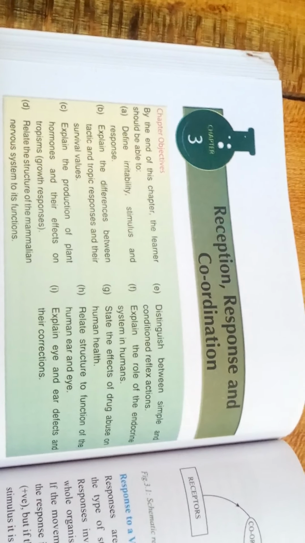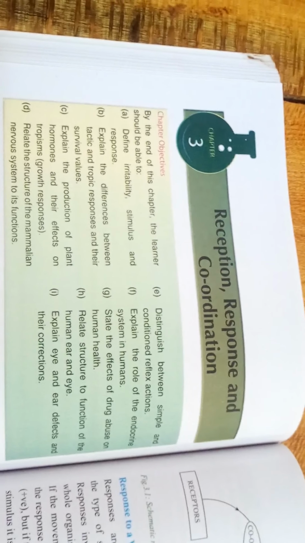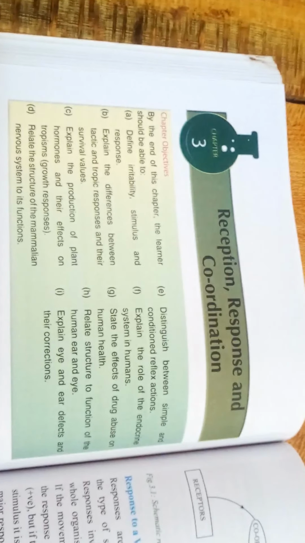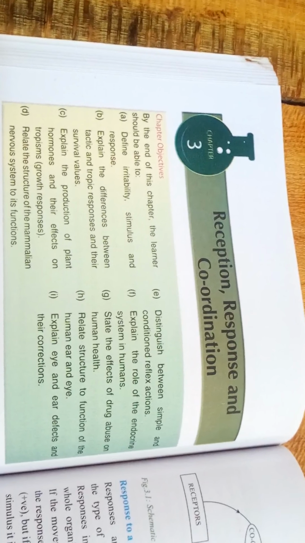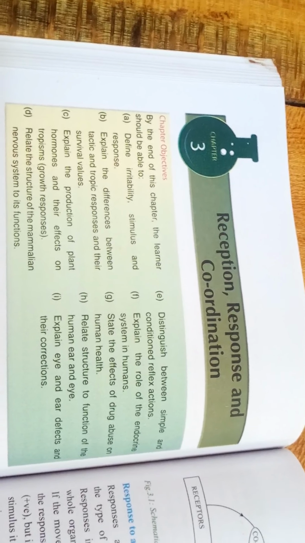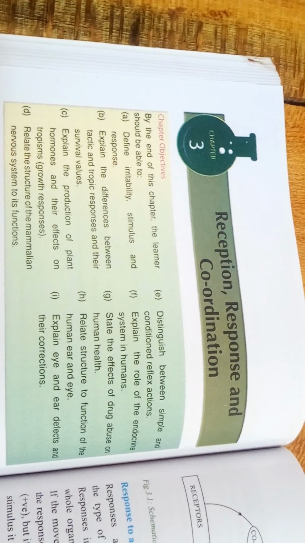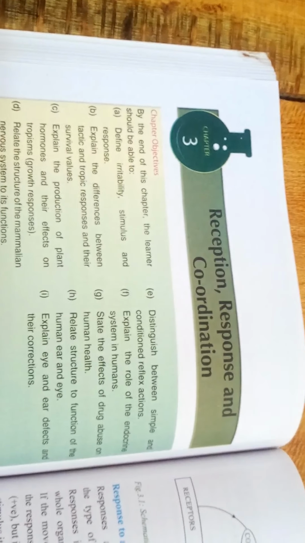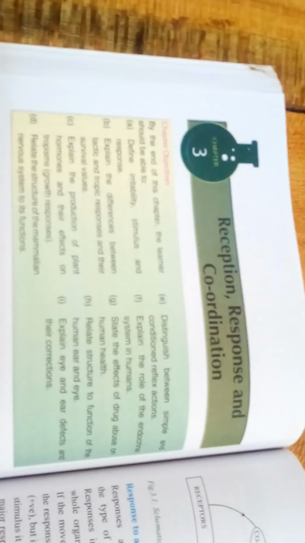3, the learner should be able to explain production of plant hormones. Those are the auxin hormones, where they are produced, and the effect on tropism, in brackets, growth response.